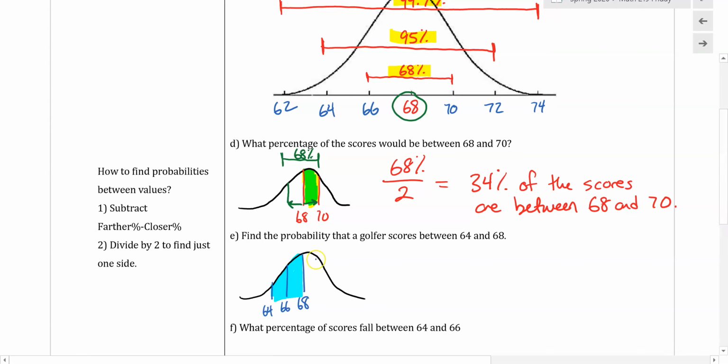I know if I went 2 standard deviations left and 2 standard deviations right, that whole thing there, 2 standard deviations left and right, covers 95% of my data. But kind of like the last example, don't I only want half of that? I'm not looking for 2 standard deviations left and 2 right. I'm only looking for 2 standard deviations to the left. So similar to above, it's going to be 95% cut in half. So that would be 47.5% of golfers scored between 64 and 68.